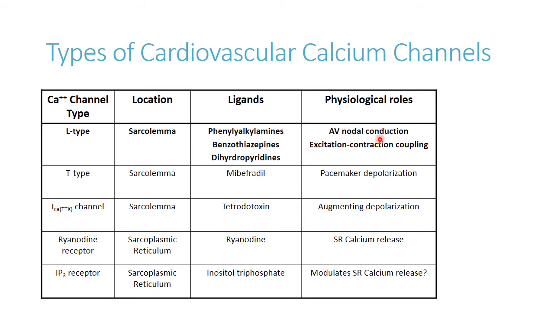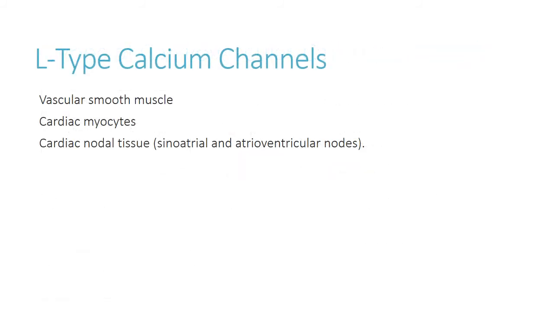Notice some of the physiological roles: AV nodal conduction is going to be really, really important. Excitation-contraction coupling is going to be really, really important for our effects on both the heart and the vascular endothelium. There's three main classes of drugs we're going to run into. Clinically, you're going to divide these into dihydropyridines and non-dihydropyridines. We'll see the two drugs that fall into this, phenylalkylamine and benzothiazepine, in just a second.